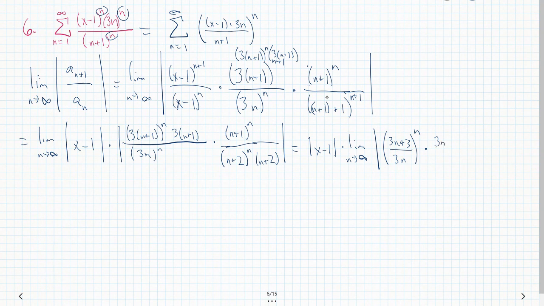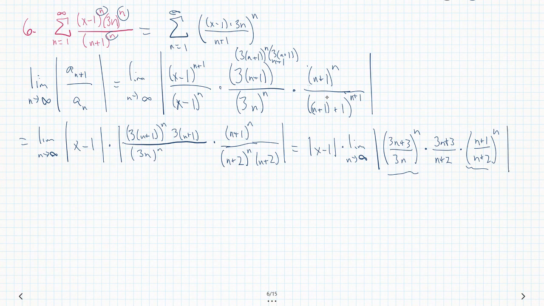And you'll have a 3n plus 3 over n plus 2, and then you'll have an n plus 1 over n plus 2 raised to the nth power. So both of these, you're going to need to do that e to the natural log thing. Now if you practice that enough, you'll be able to see it very quickly, right? I'm going to leave that part to you, and I'm going to show you how the root test kind of works from here to give you an idea of what happens.